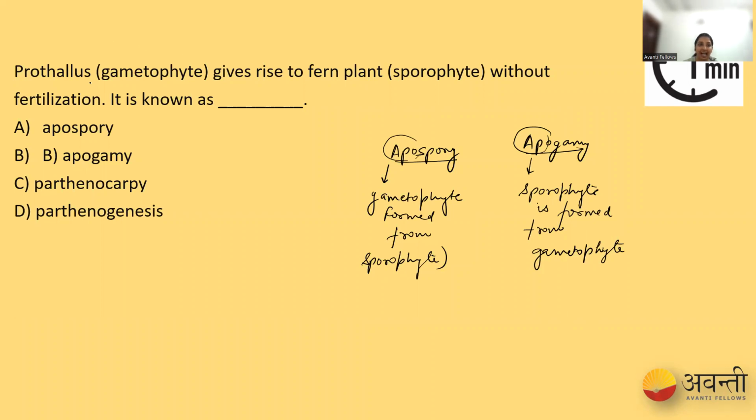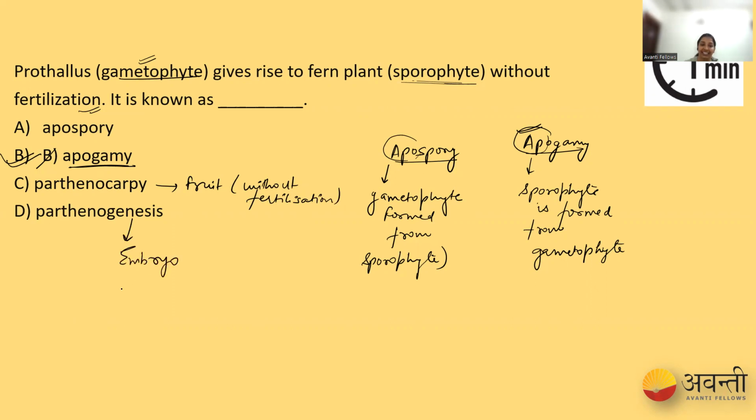In the question, it is saying that the prothallus, which is a gametophyte, gives rise to a fern plant, which is a sporophyte. That means the sporophyte is forming from the gametophyte without fertilization. This is known as apogamy. So the correct option is B, that is apogamy. Parthenocarpy is the formation of fruit without fertilization. Parthenogenesis means the embryo is developed without fertilization.